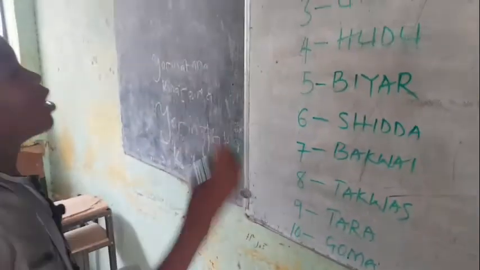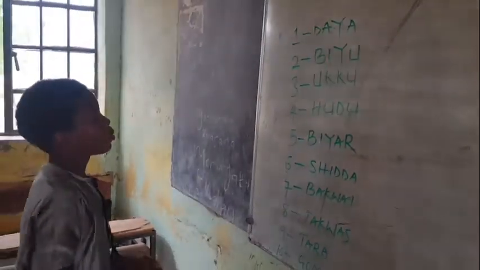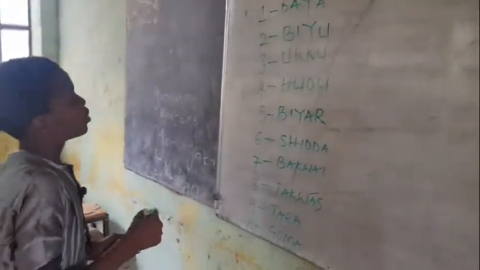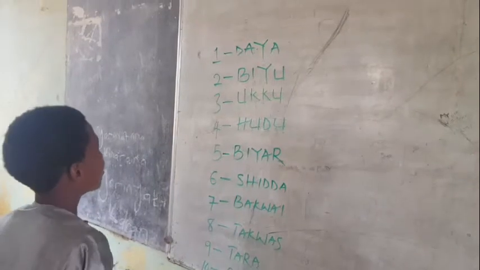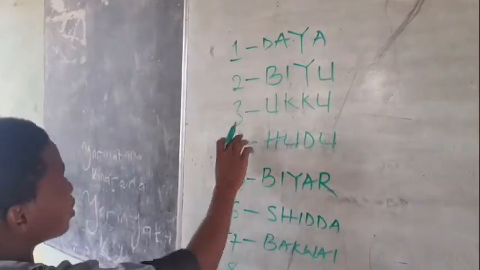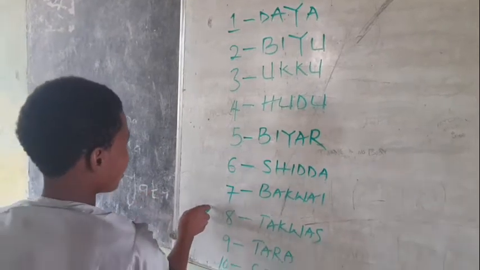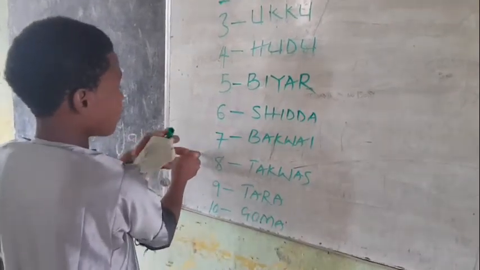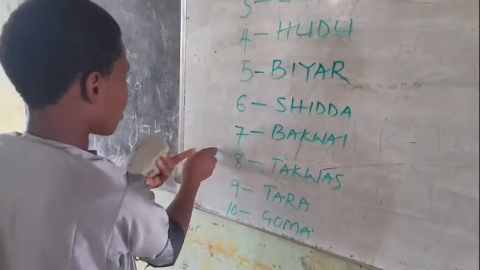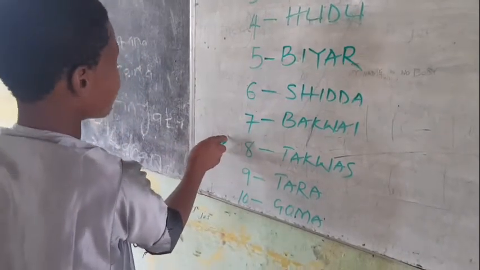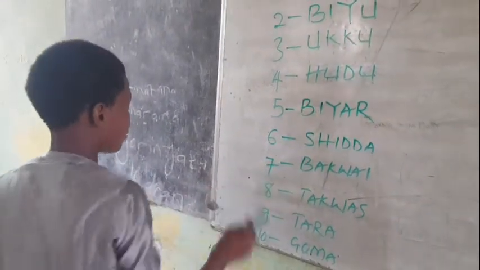So as you can see here, it's not much harder than in speaking. 1 is daya, 2 biyu, 3 hudu, 4 hudu, 5 biyar, 6 shidda, 7 bakwai, 8 takwas, 9 tara, and 10 goma. So we are proceeding to the next level.